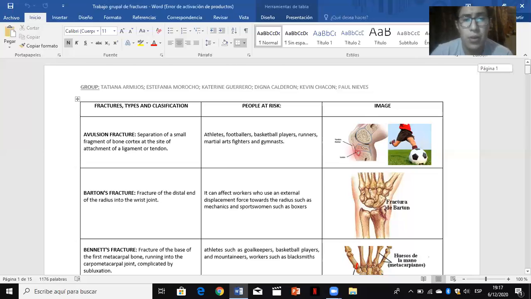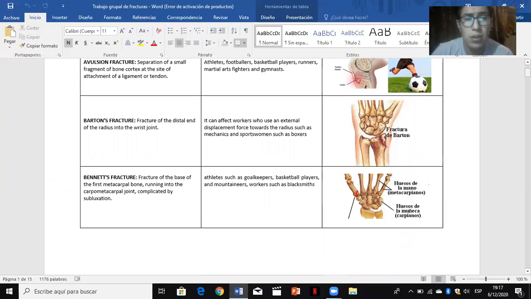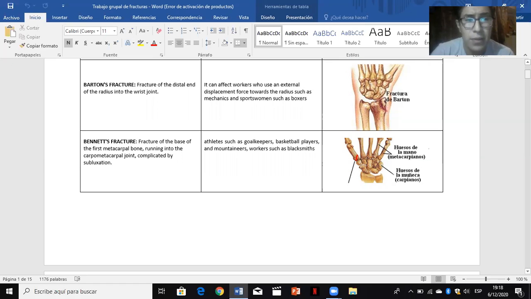Bathroom fracture: fracture of the distal end of the radius into the first joint. It can affect workers who use external displacement forces towards the radius, such as mechanics, sportswomen, and boxers. Bennett fracture: fracture of the base of the first metacarpal bone running into the carpometacarpal joint, complicated by subluxation. People at risk: athletes such as goalkeepers, basketball players, and mountaineers, and workers such as blacksmiths.